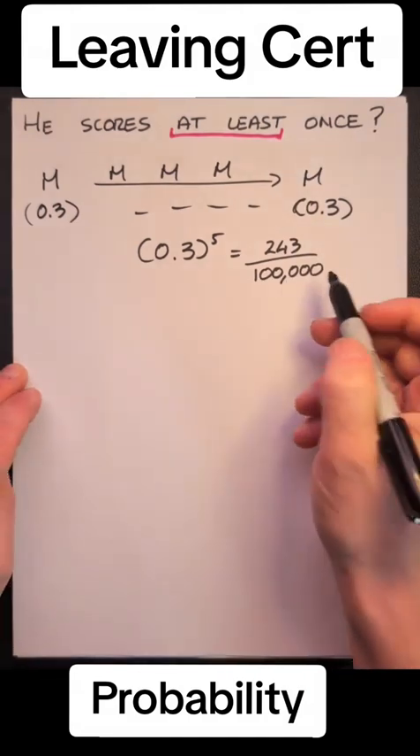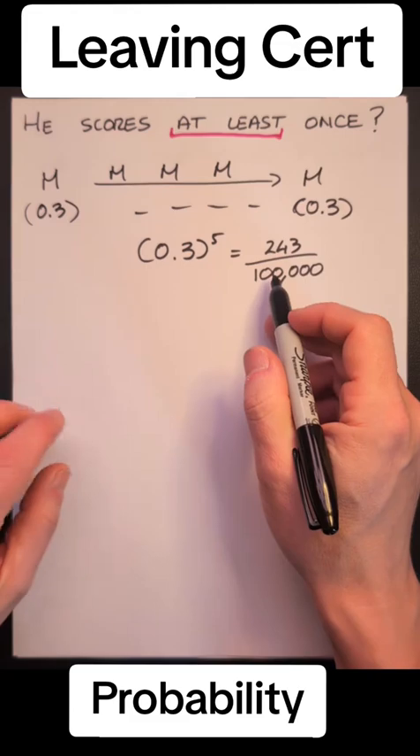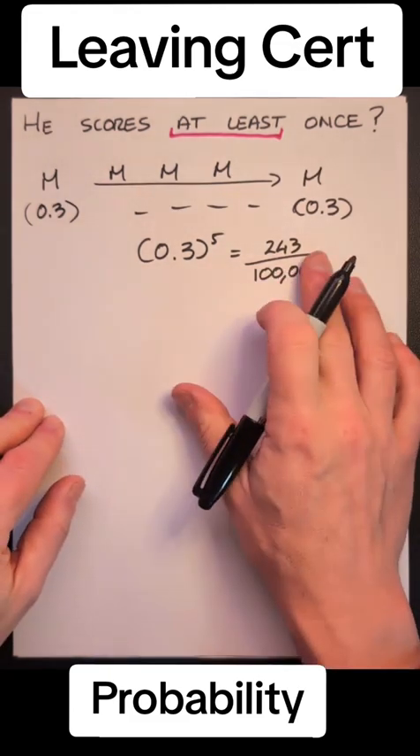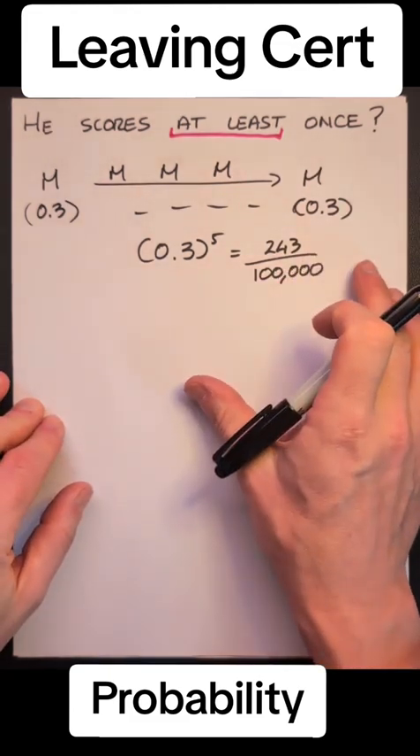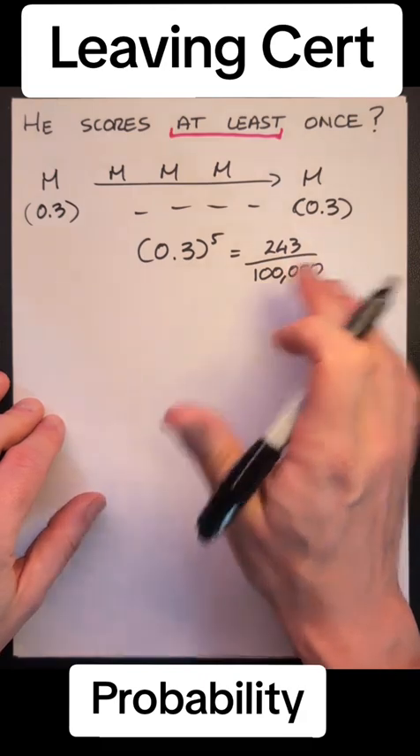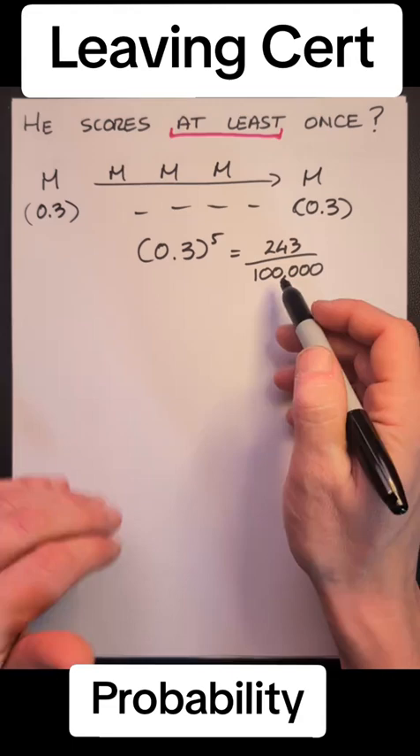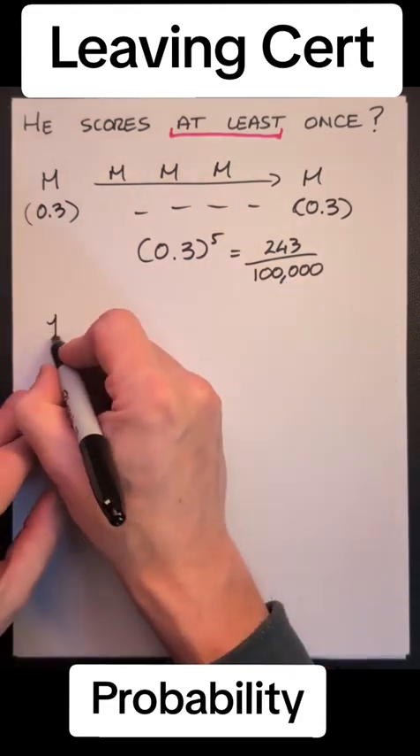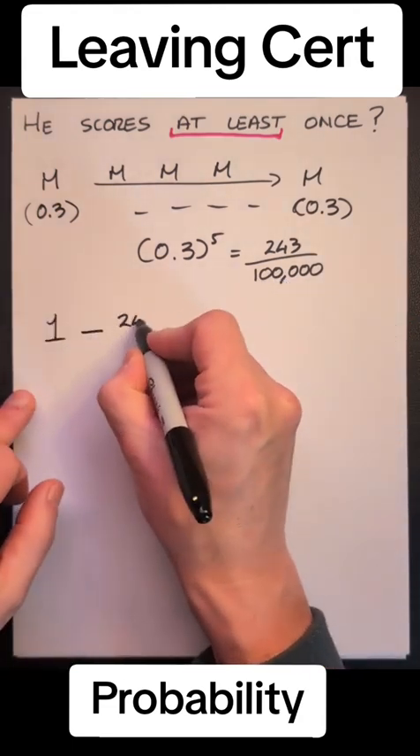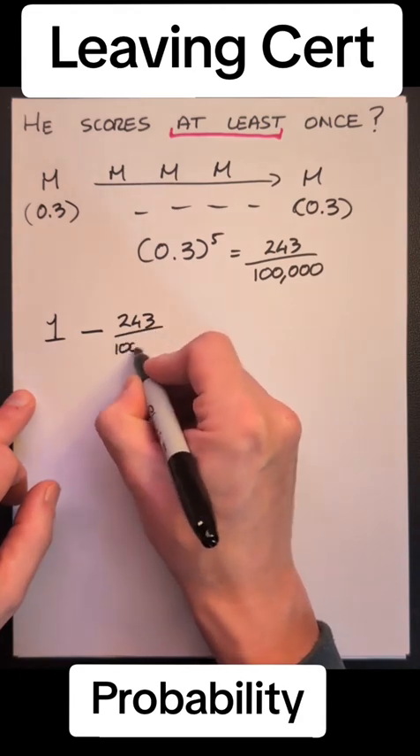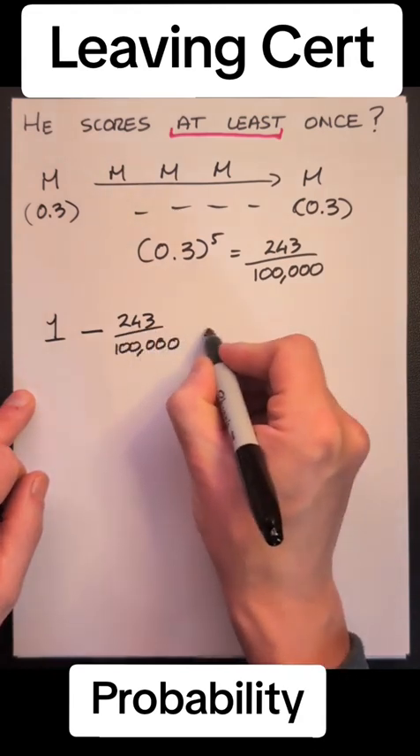Obviously, he's such a good penalty taker, so they think he's going to get once, but that's the only probability that doesn't work for us. So if that's the only probability that doesn't work for us, all the other probabilities, remember, and this one add up to 1. So if we say 1 minus that guy there, 243 over 100,000, let's see what we get.